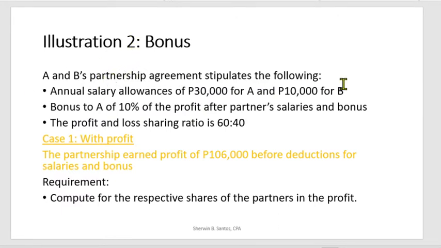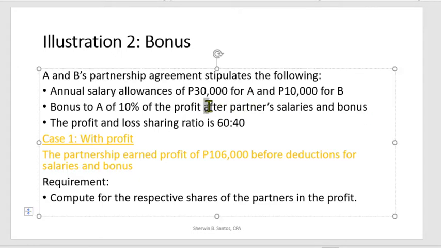A and B's partnership agreement stipulates the following: annual salary allowances of 30,000 for A and 10,000 for B. Bonus to A of 10% of the profit after partner salaries and bonus. So please be mindful of the terms after bonus, before salaries and bonus, because it will be vital in the computation of bonuses. So itong sample na to, ang tawag dito is bonus after bonus because this is a bonus based on a profit after deducting the salaries and the bonus. So, yung scheme na to is bonus after bonus.